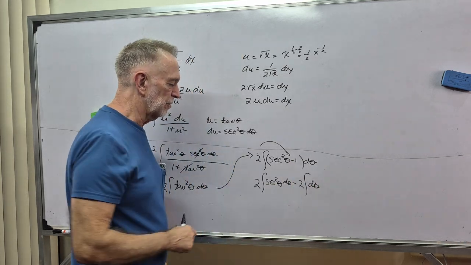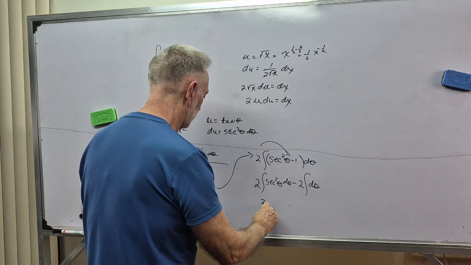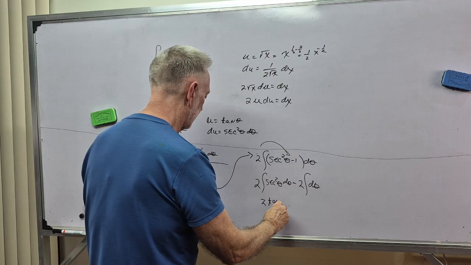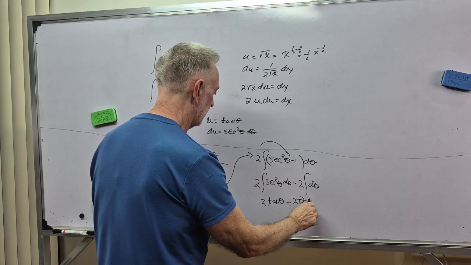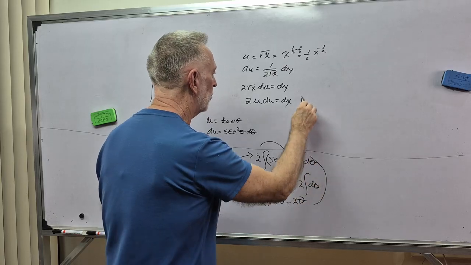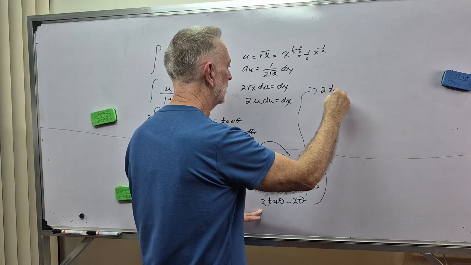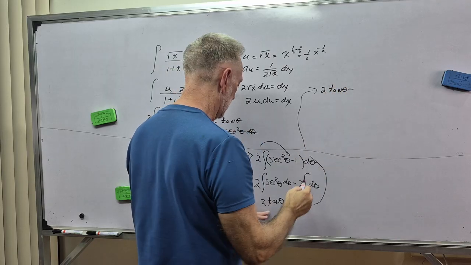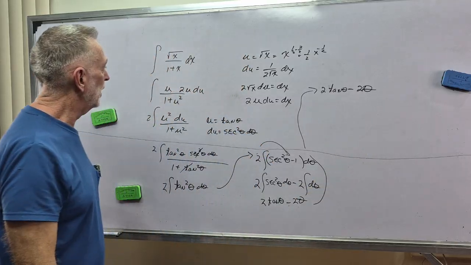All right, what's the integral of secant squared? Tangent. So I have 2 tangent theta minus 2 theta. And let's go on up here now. So 2 tangent theta minus 2 theta. Okay, what are we going to do with that guy?